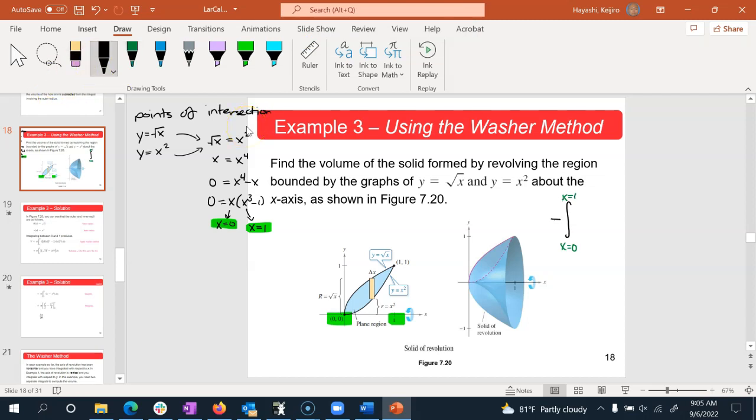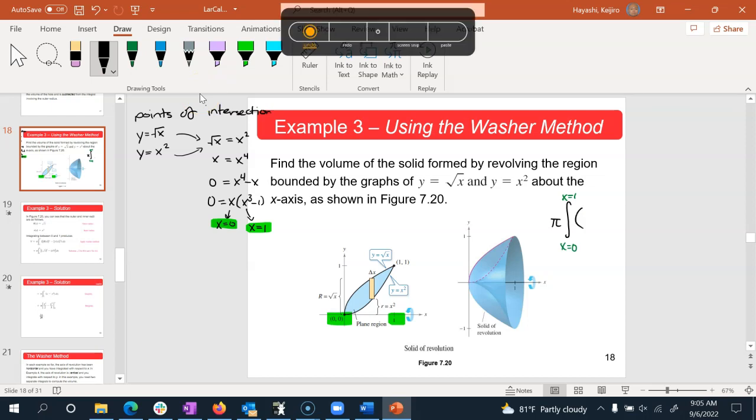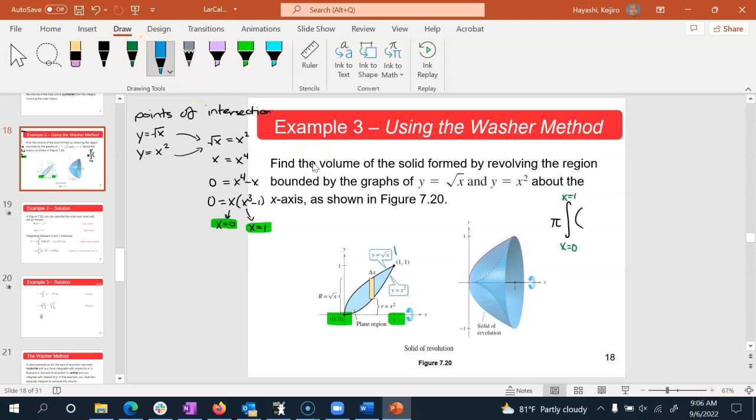Don't forget the pi in front, because I always do. And then it's just going to be your outer radius squared minus your inner radius squared. Now your outer radius is whichever one is further away from your axis of revolution. Your axis of revolution is the x-axis right here. The function that's further away, and thus forms the outer radius, is this y equals square root of x. That's up here. This is big R. And this y equals x squared, that's little r.